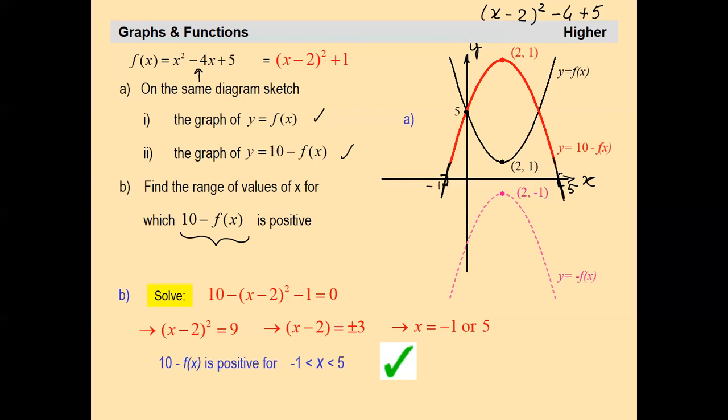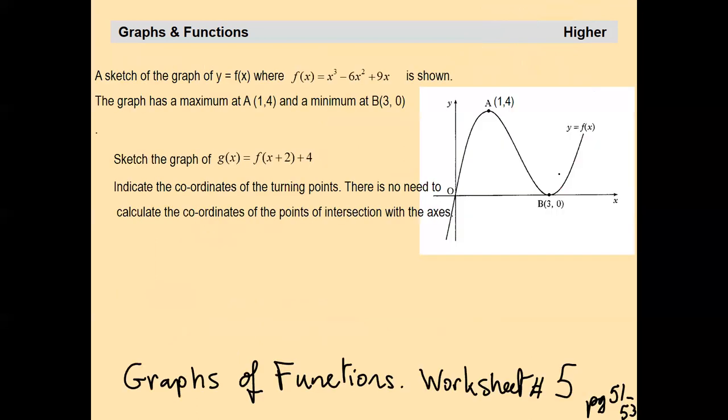And like I said, there's not just one way to solve this. Yeah, instead of 10 minus (x minus 2) squared minus 1, I could have used just 10 minus here, x squared plus 4x minus 5, and solve that. That would be another way of doing it. Okay, so don't worry about this one.